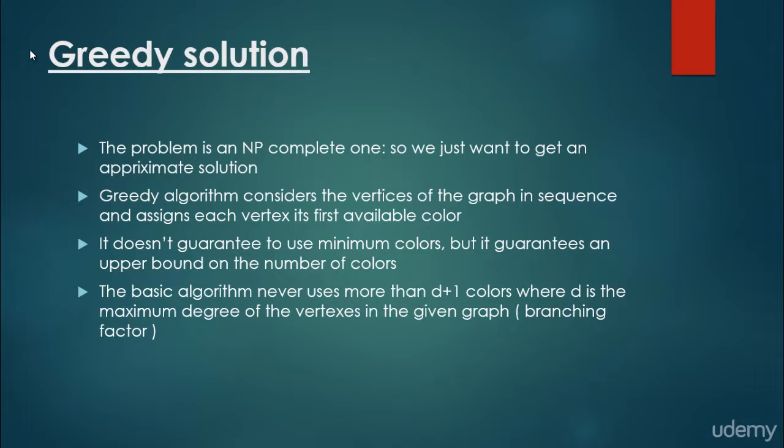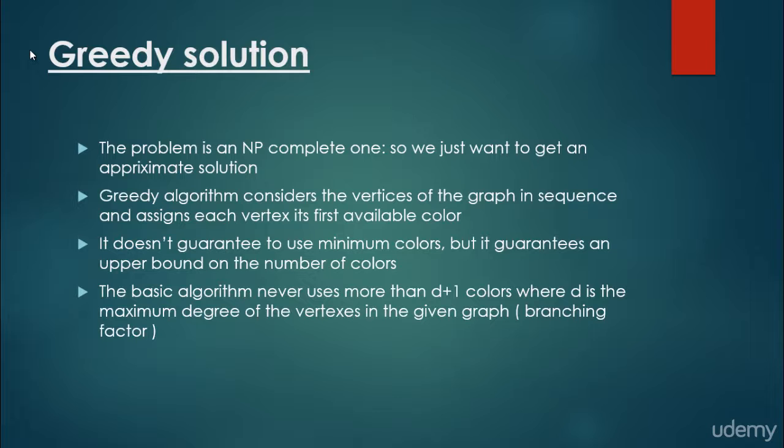There are several solutions for the coloring problem, and one of them is the greedy solution. The problem is NP-complete, as we have discussed, so sometimes we just want to get an approximate solution. It is quite common for very hard problems. For example, the traveling salesman problem is another problem where it's very hard to find the exact solution, so we just want to get an approximate one. This is what's called heuristics: we don't want to find the exact solution, we are looking for just some pretty close solution.